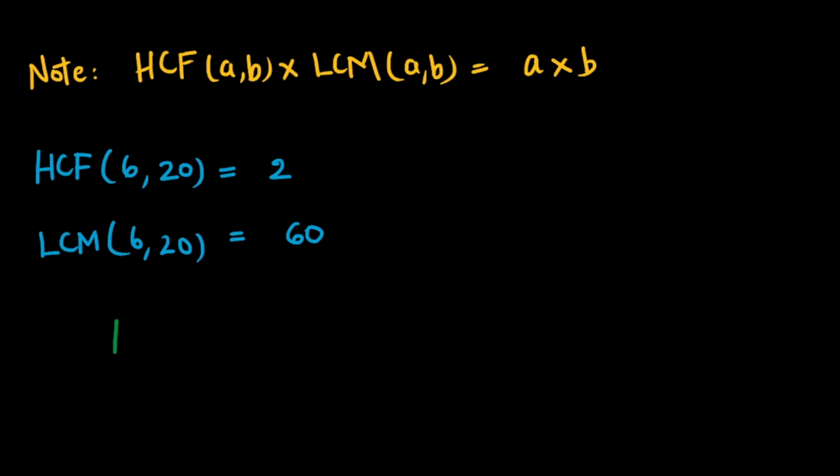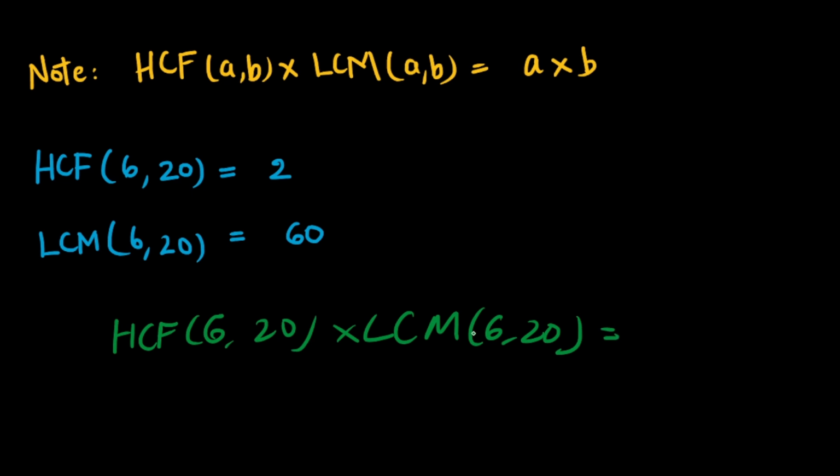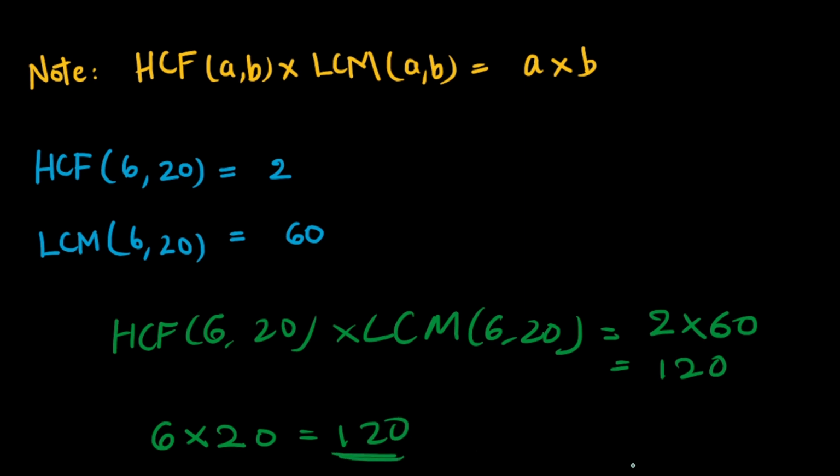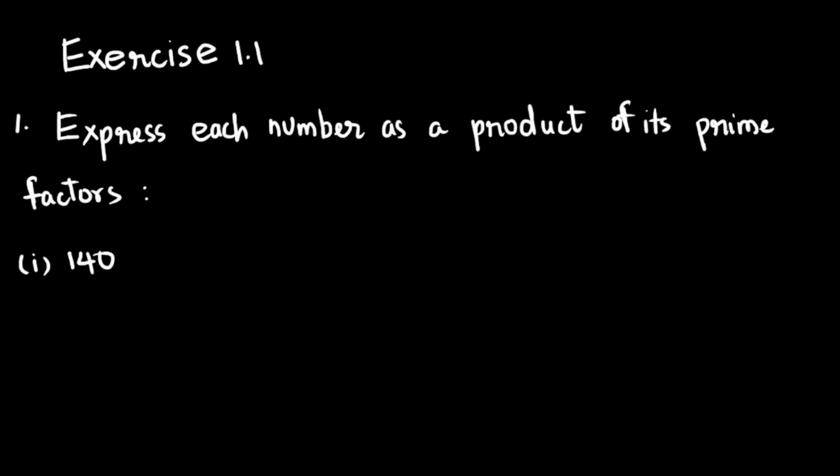So here, HCF of 6 and 20, which is 2, into LCM of 6 and 20, which is 60, gives 120. What about the product of the two numbers, that is 6 into 20? Again, you'll get 120. So these two are equal. I hope it's clear what I'm trying to say. Now let us move on to exercise 1.1 of this chapter. The first question says express each number as the product of its prime factors.